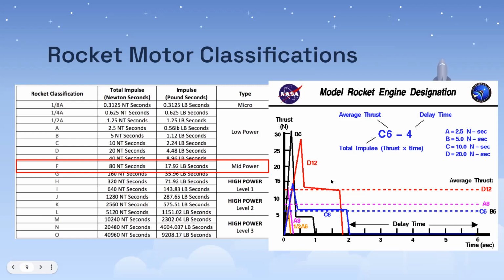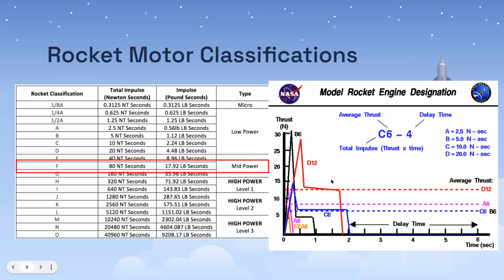So in terms of designation, as you can see in the diagram on your right, an example of a motor is a C6-4. So the C tells you basically what class it's in. So you know it's a C-class motor, meaning that it's going to be within 5 to 10 Newton seconds worth of impulse.